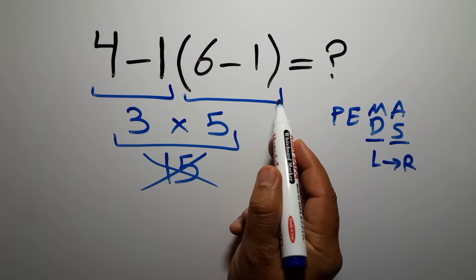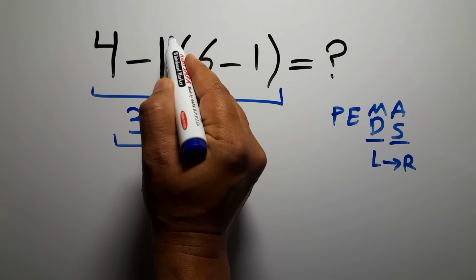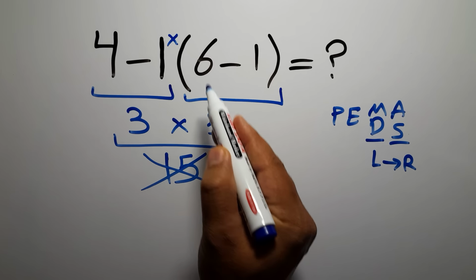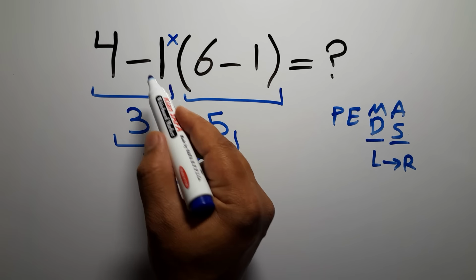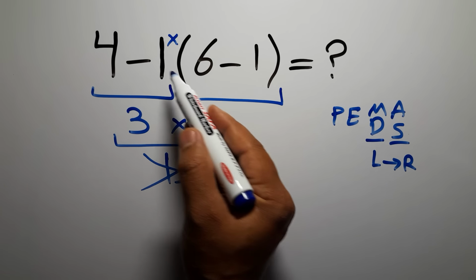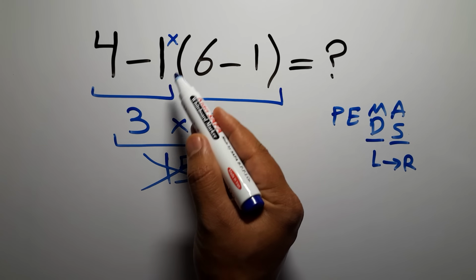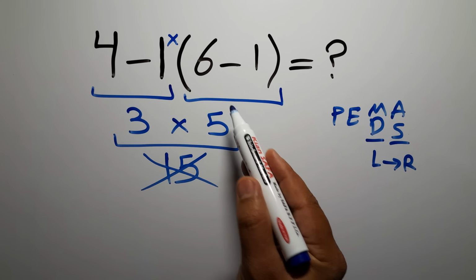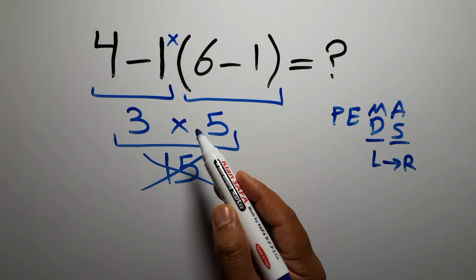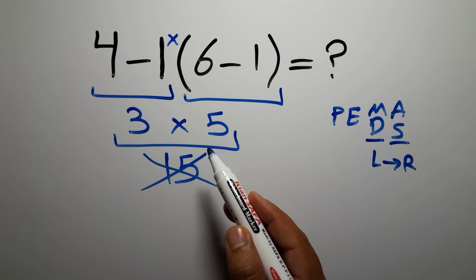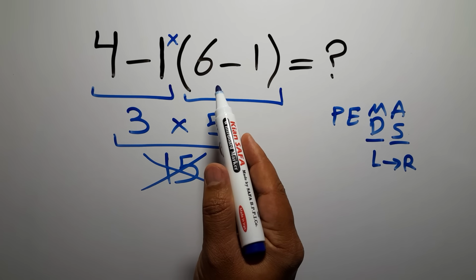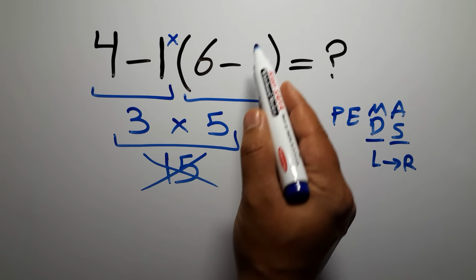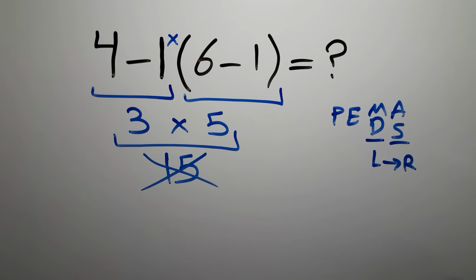Here in this expression we have one subtraction, one multiplication, and one parenthesis. We need to pay attention that in mathematics, when a number is placed next to parentheses, it means multiplication, and we usually don't write the multiplication sign for brevity. Okay, so here first we have to do this parenthesis.